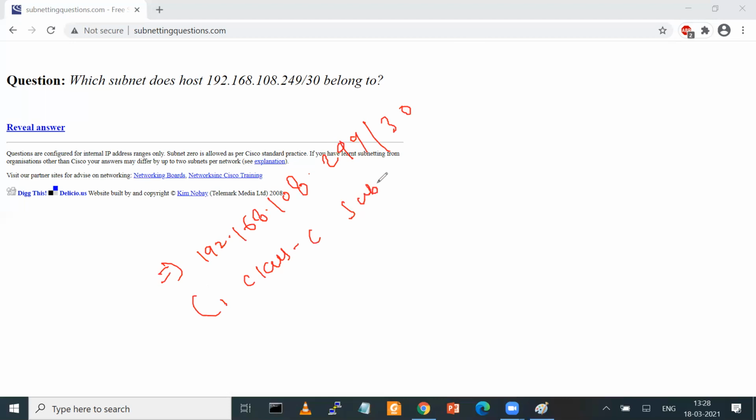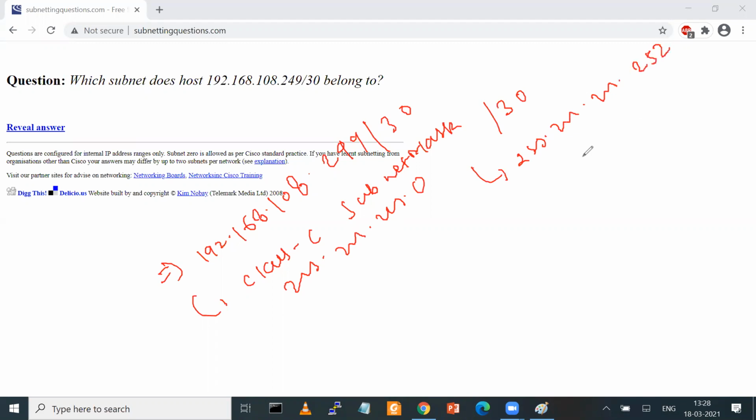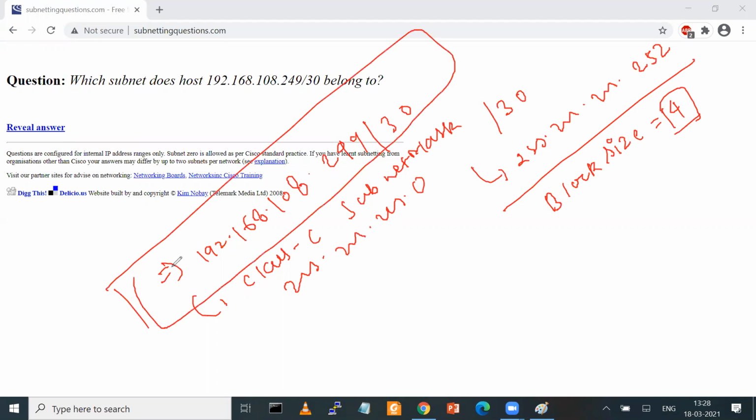The given mask is /30, which is 252. Block size will be 4. Which number do we have to look up? 249. We have to perform the lookup for 249.